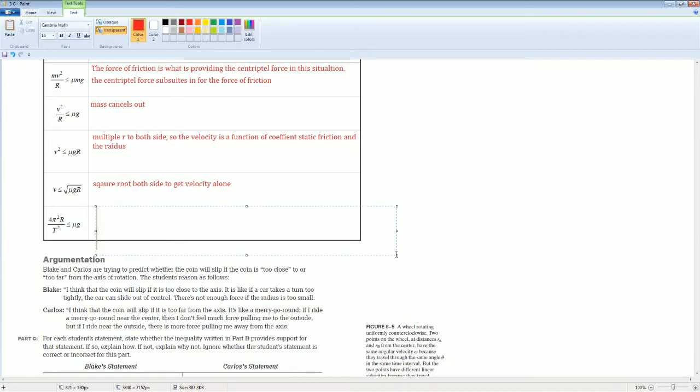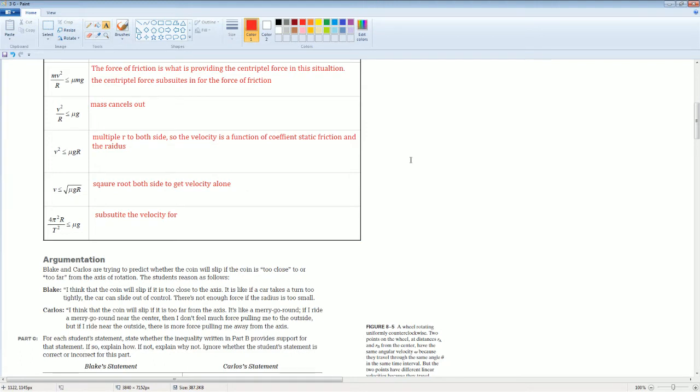Here you're going to make a substitution for the velocity. I have to write this out, I can't type this, so it should look something like this: 2 pi r over T. All right.